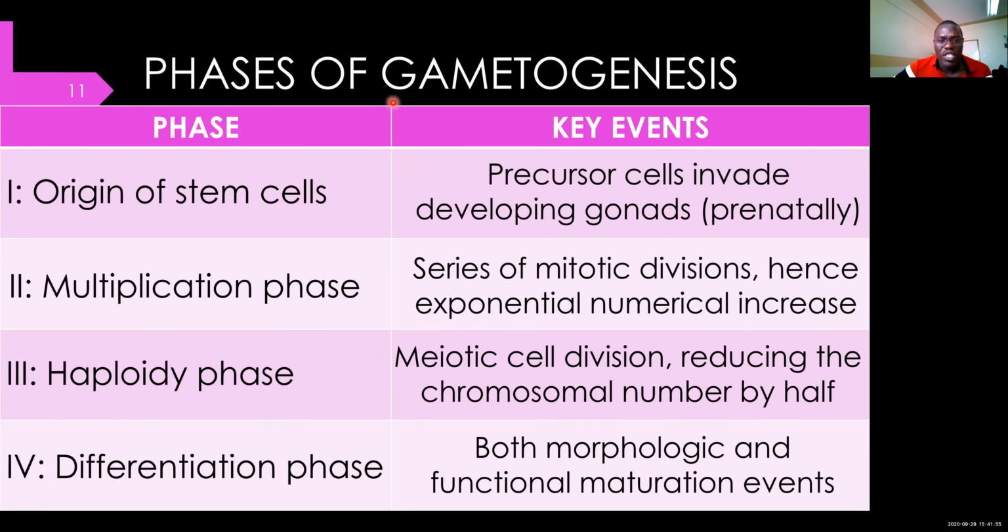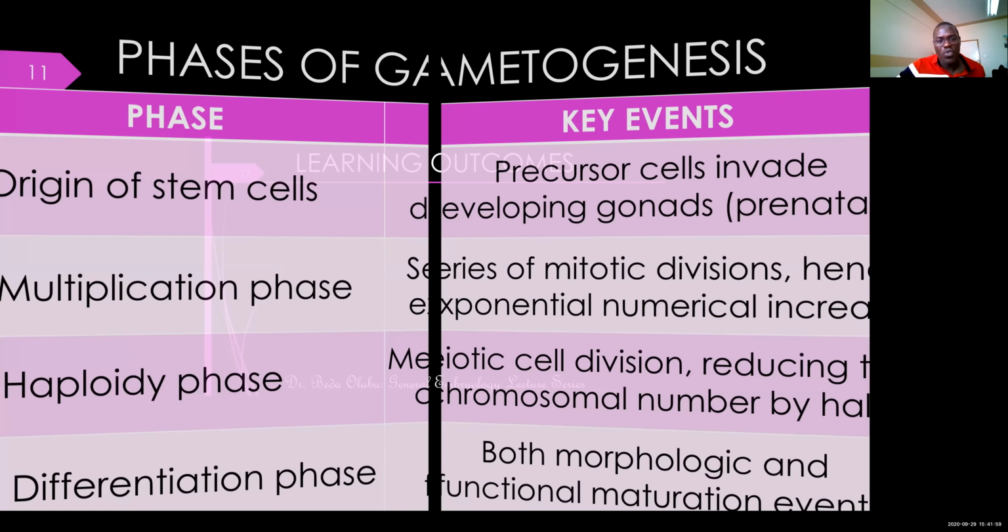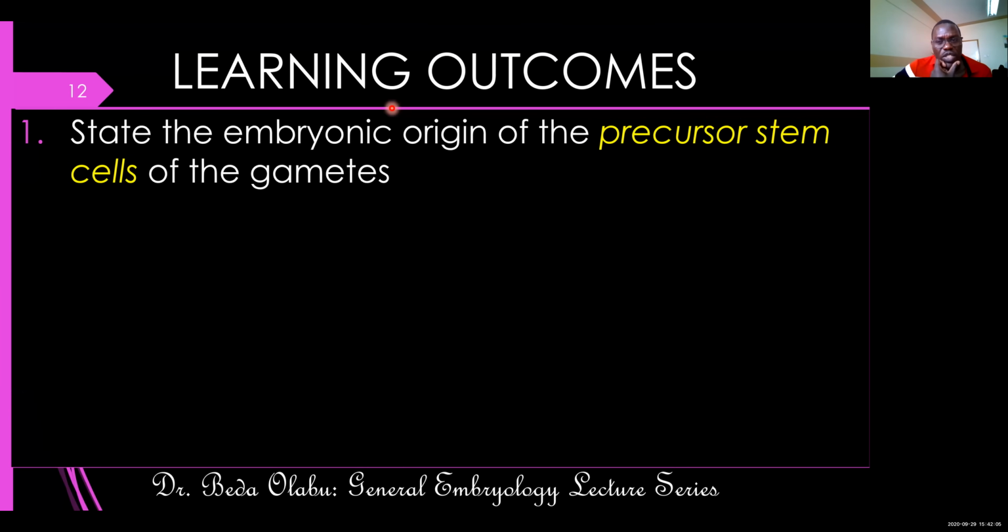So therefore, that brings me now to the objectives of the lecture. You know, that was the introduction. So this is the objective of the lecture. We want to state where those precursor stem cells that form the gametes come from.